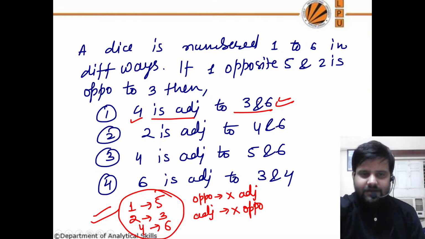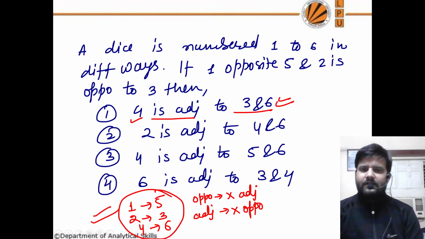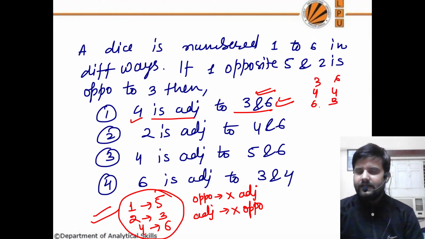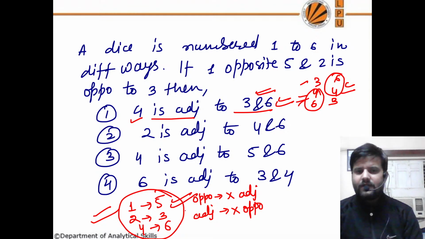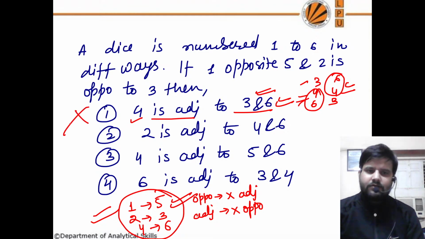Tell me, first option: 4 is adjacent to 3 and 6. It means 4 is in the middle of 3 and 6. Indirectly there can be multiple interpretations, but it is directly saying it is like this: 4, 3 and 6, or 4, 6 and 3. So in both cases, 4 and 6 are becoming adjacent to each other. But as per the data given, 4 and 6 must be opposite to each other. So that's why option 1 is gone from the picture.